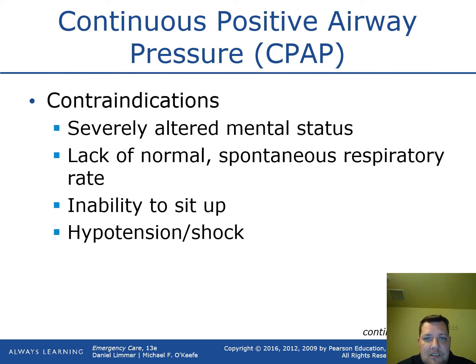So some contraindications of CPAP. The patient has to be alert in order to use CPAP because they have to be able to breathe in. If they're not going to be able to breathe in, then CPAP isn't going to work for them. Lack of normal spontaneous respiratory rate. They have the inability to sit up, because again, you have to sit up. You have to be able to be alert. Hypotension and shock are all contraindications of CPAP.